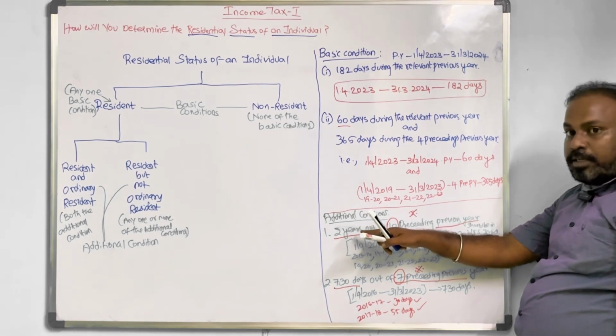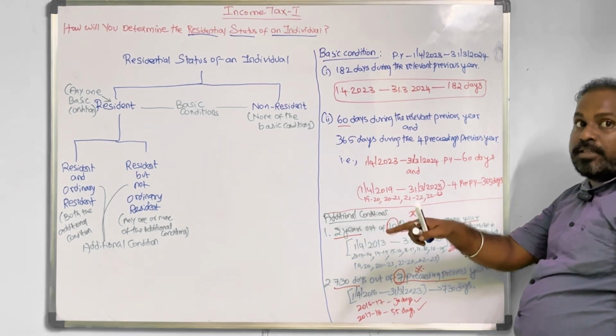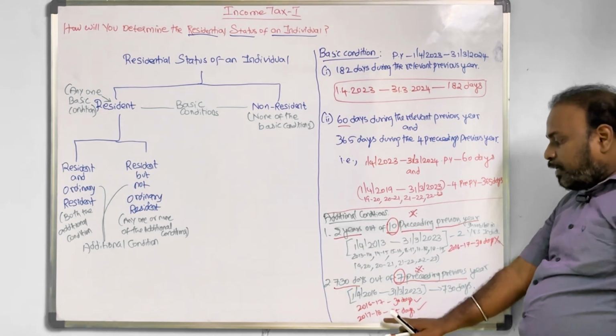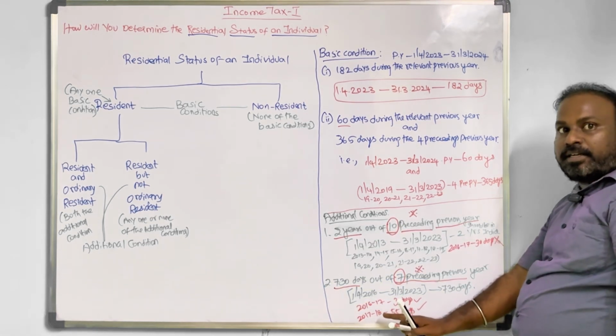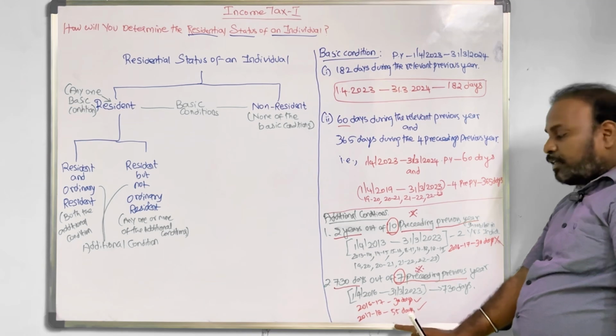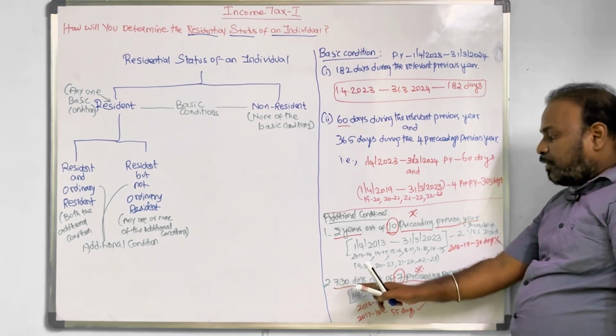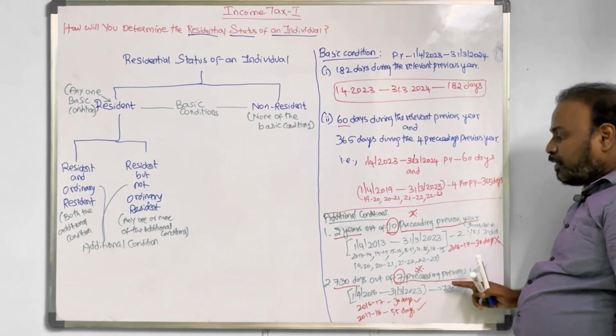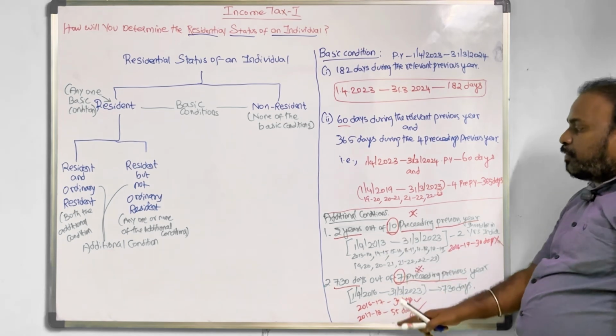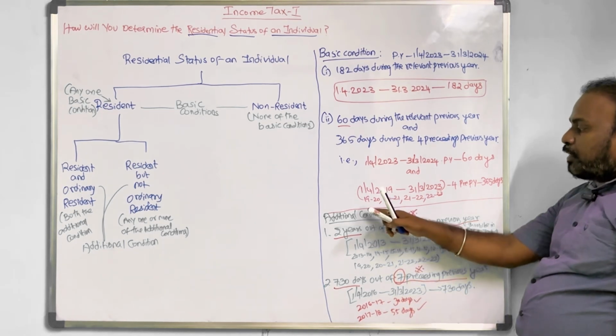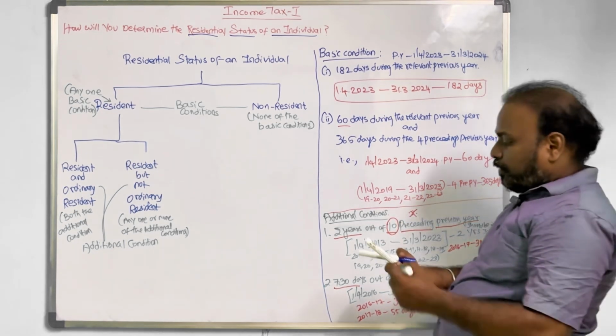A person should be in India for more than 182 days for the year to be counted as 1 year. Here 10 days, 15 days, 1 day, 40 days, everything is considered. So 730 days out of 7 preceding previous years is given. That is the difference between the provisions of additional condition 1 and 2. That's it.